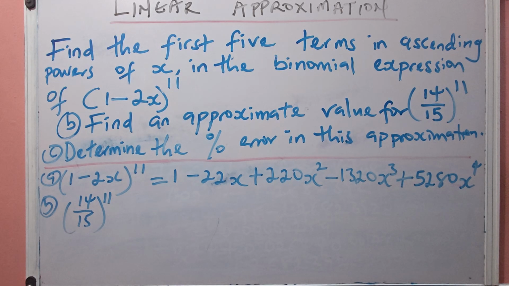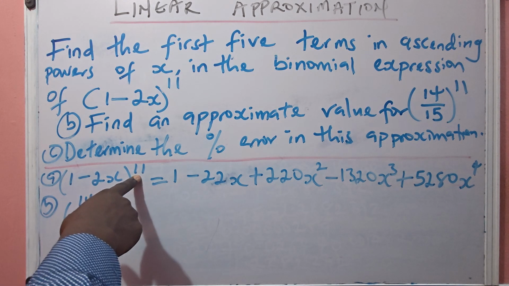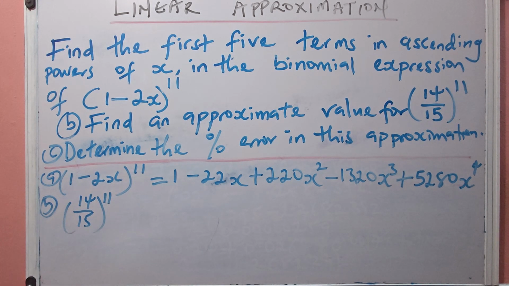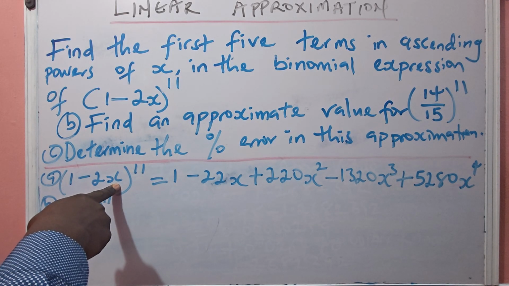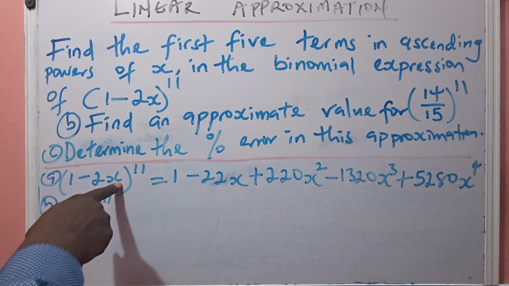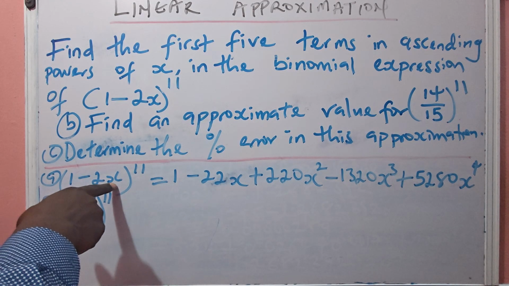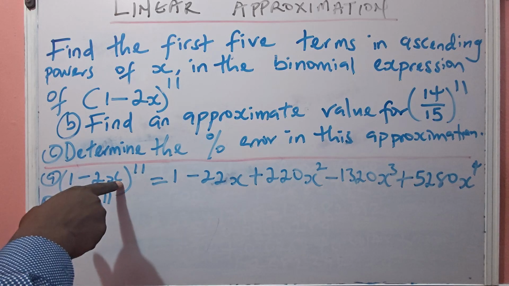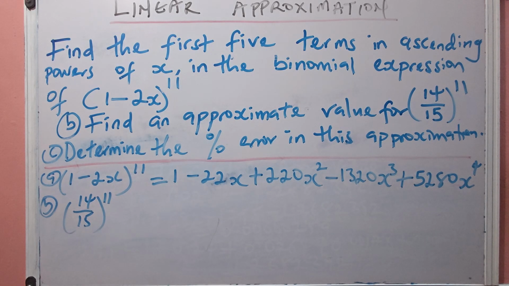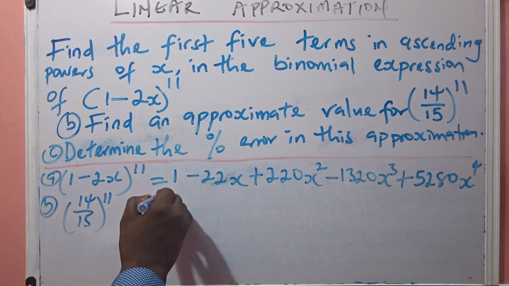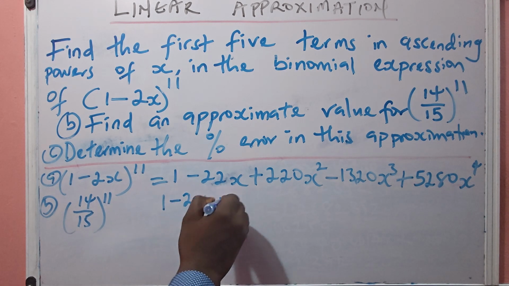All right, so trying to solve the approximate value for 14 over 15 raised to power 11. Of course, don't forget, you can see right here that we have 11, we have 11. That's the basis for you being able to make use of linear approximation. All right, so what do we do next? Again, it's the same thing. You have to ask yourself, what will be x for you to turn 1 minus 2x to 14 over 15? What should be your x value that will make 1 minus 2x equal to 14 over 15? So there's no need to rack your brain around that. Just solve it as a mathematical argument. So all you have to tell yourself is 1 minus 2x being equal to 14 over 15.